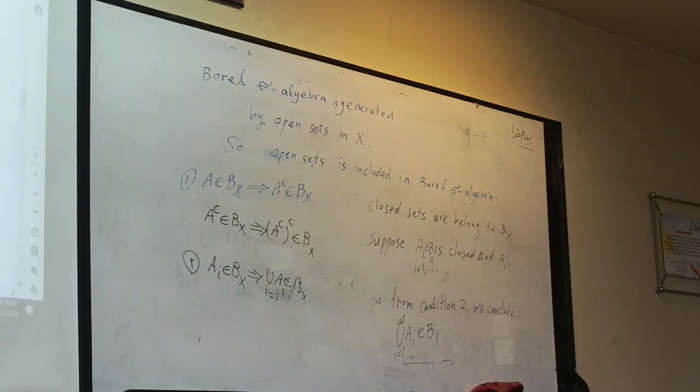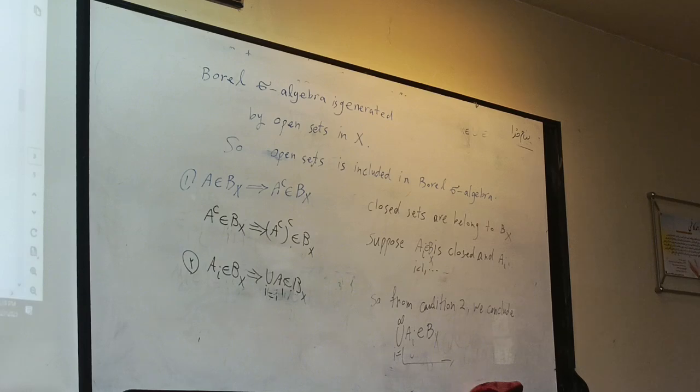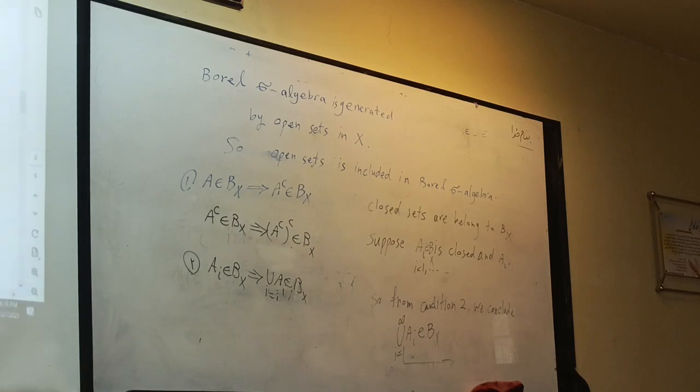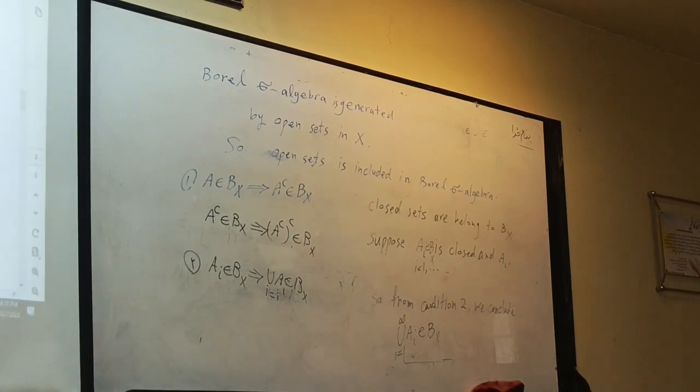A countable intersection of open sets is called a G delta set. Countable intersection of open sets is called a G delta set. Okay.